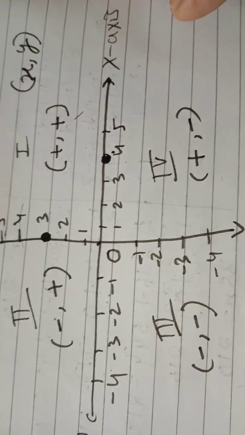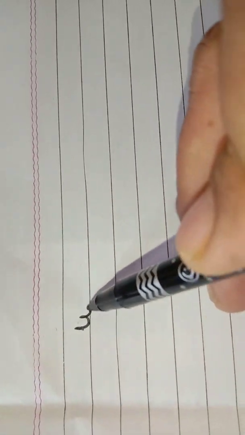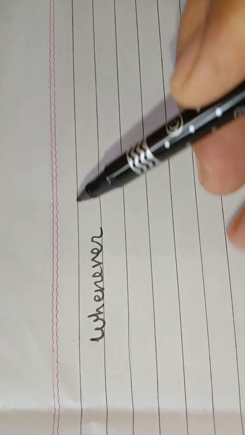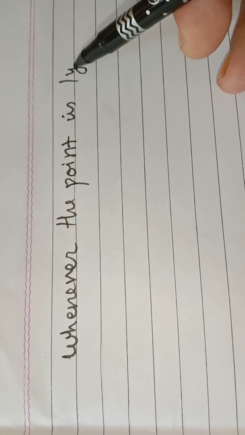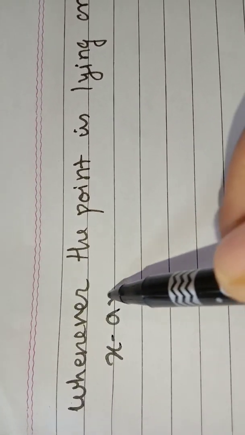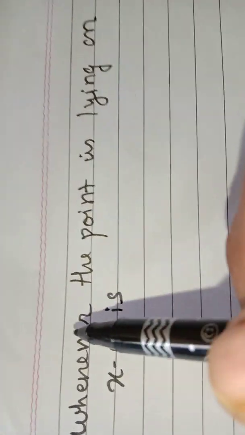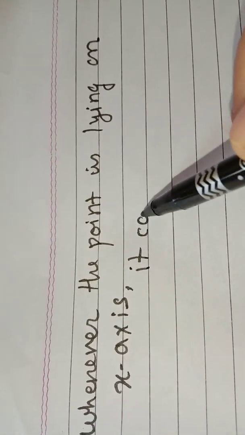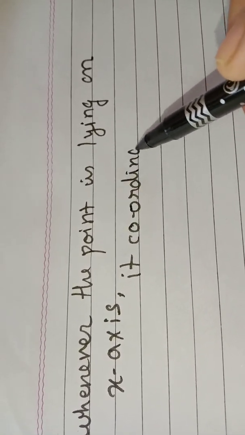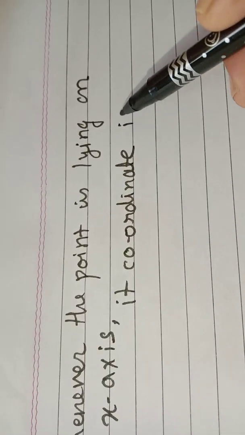So one thing I would like to mention, about the points and their coordinates. One thing you should always remember, that whenever the point is lying on the x-axis, okay, keep it in mind, whenever the point is lying on the x-axis, its coordinate is always what?